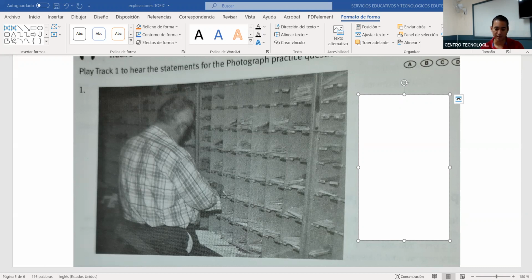Okay, I'm gonna write A. So A is he's sorting envelopes. Sorting envelopes into the boxes. Well, it is a possibility. It is a possibility. Let's see and hear the other choices.